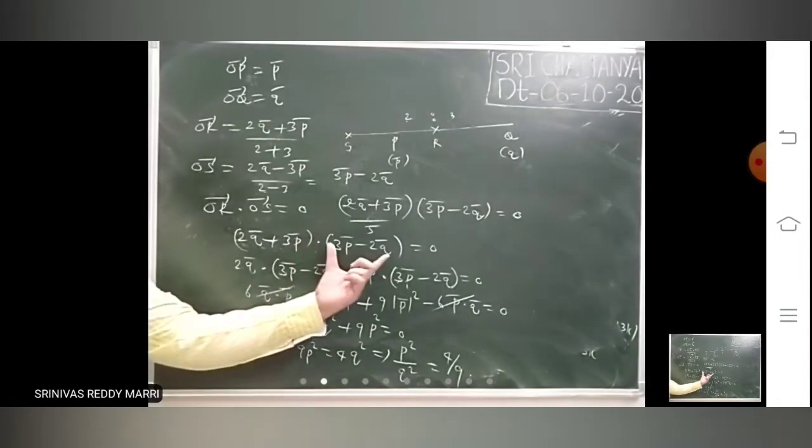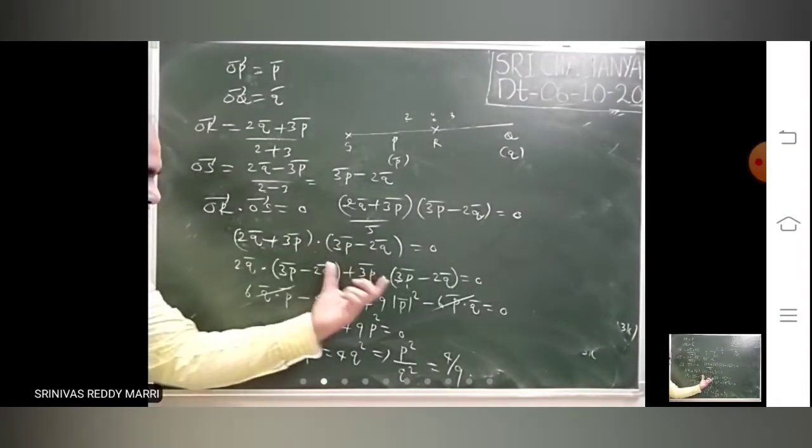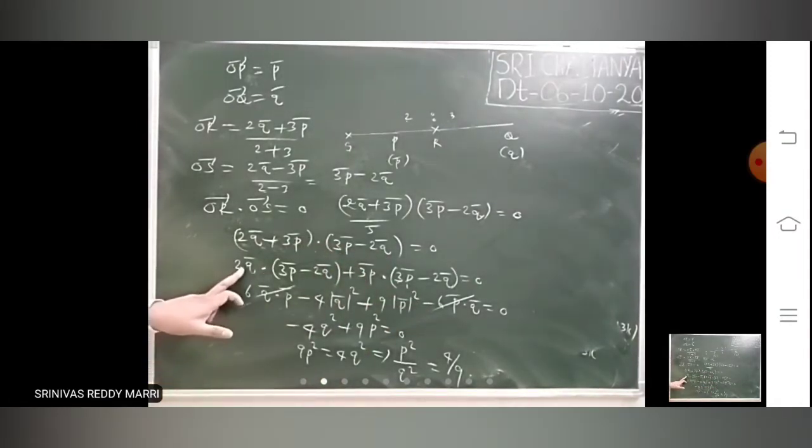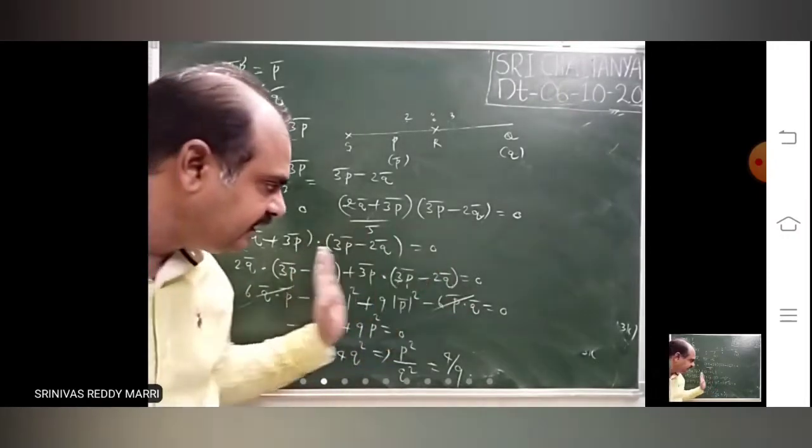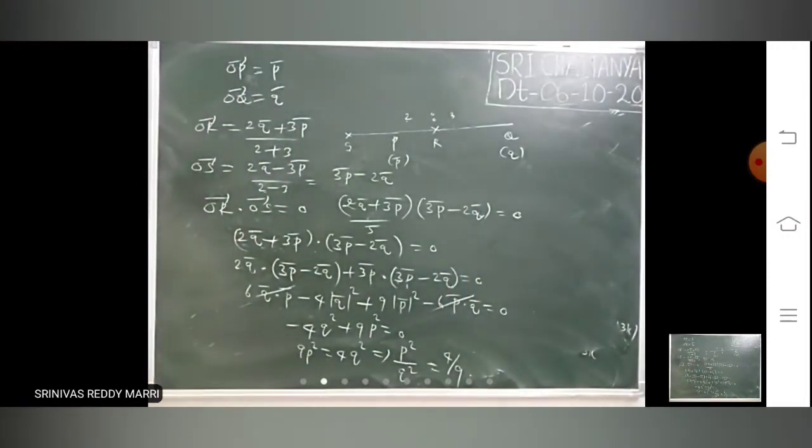Then this dot this plus this dot this equal to 0. 2Q bar dot 3P bar, 2 into 3, 6 constant outside Q dot P. 2Q bar dot minus 2Q bar, minus 4 outside, Q dot Q is what? 4 modulus Q bar square. Like that, you multiply with dot product.